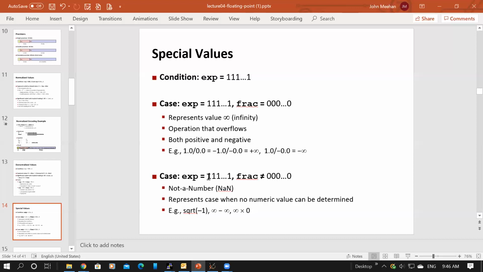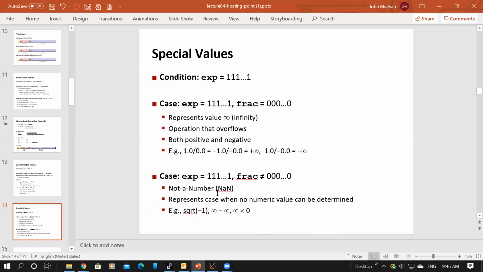So what would not a number be? Well, maybe if I did some arithmetic operation on the computer and I was trying to do the square root of negative 1 or something, or I was trying to do infinity times 0, or subtract infinity from infinity, or divide something by 0. All those things don't mean anything mathematically, right? They'll result in not a number, right?